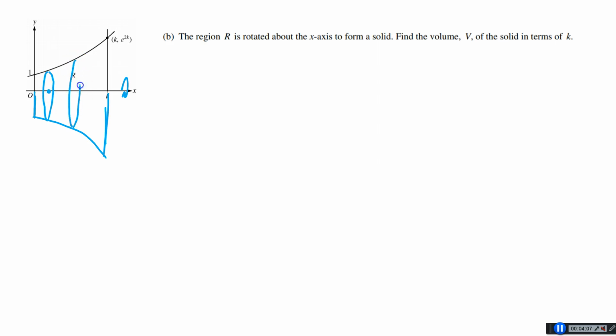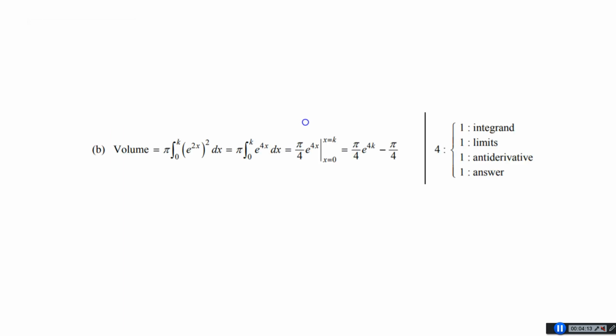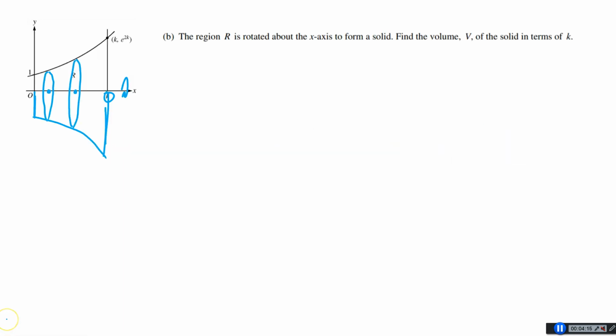But I mentioned in class that when they give you disks, they usually have some little thing thrown in. So this time it's the fact that it's a k. It's not really an actual value, right? Oh, giving away spoilers. Okay. So the radius of one of these disks, I'm going to draw one of these disks over here. The radius is just the height of the function. It's e to the 2x, right? So the area of one of these disks will be pi times e to the 2x squared.